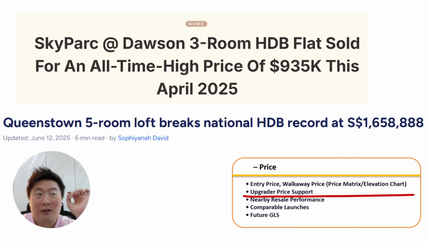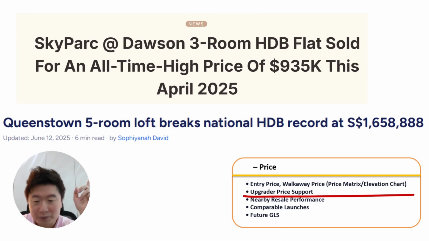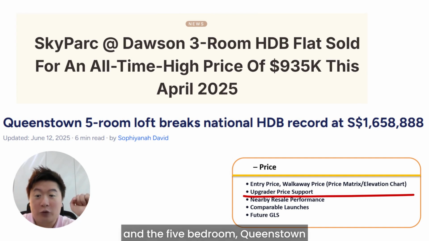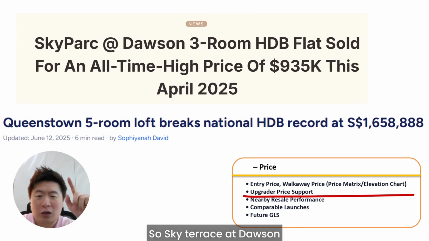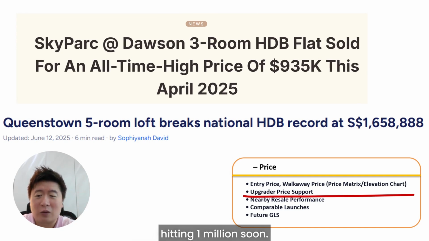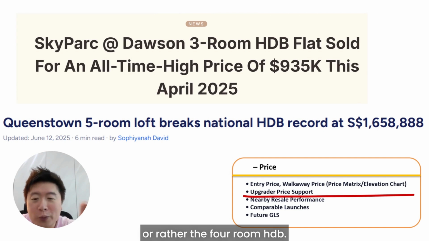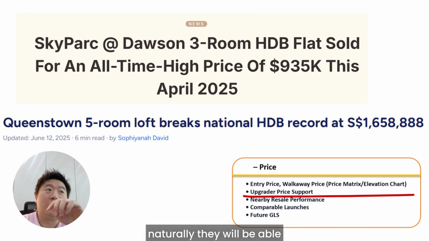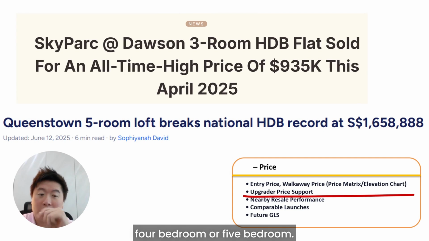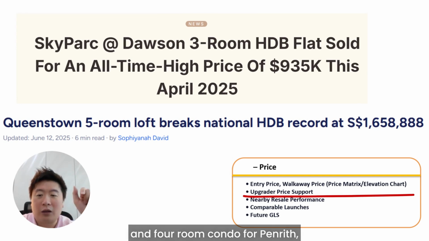What I'm talking about here is that the 4 bedroom record highest in the entire Singapore goes to Pinnacle Duxton. Whereas for the 3 bedroom and the 5 bedroom, Queenstown holds the record for the highest. So Sky Terrace at Dawson for the 5 bedroom, Sky Park at Dawson for the 3 bedroom. So price support wise, you have it here. Okay, even the 3 bedroom here is almost hitting 1 million soon. So yeah, definitely you have to upgrade the price support here, especially the 4 bedrooms. And the four room HDB, naturally they will be able to accept either 3 bedroom or 4 bedroom or 5 bedroom, right? So the demand for the 3 room and 4 room condo for Penrith, I think, would be very healthy.